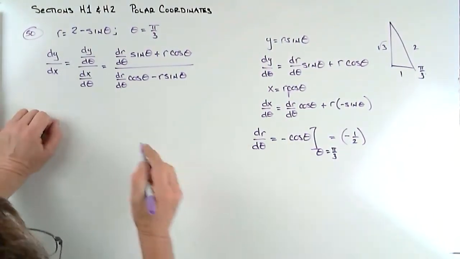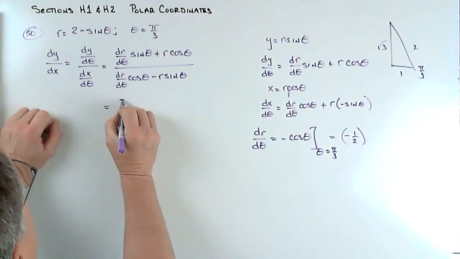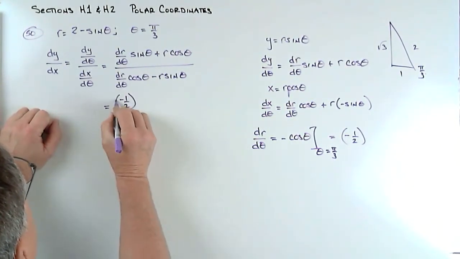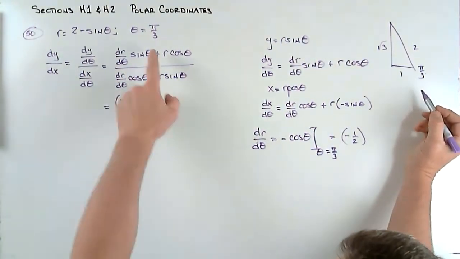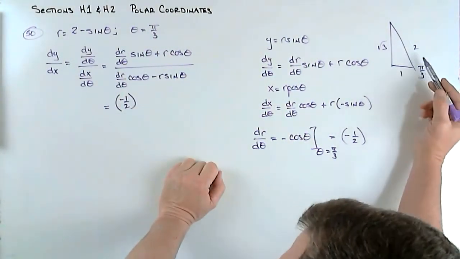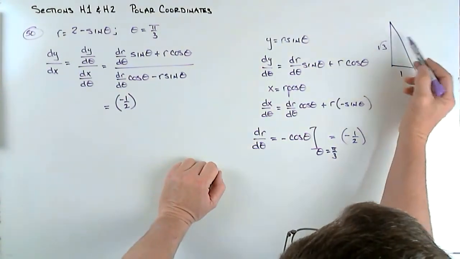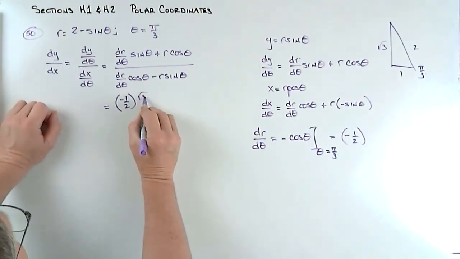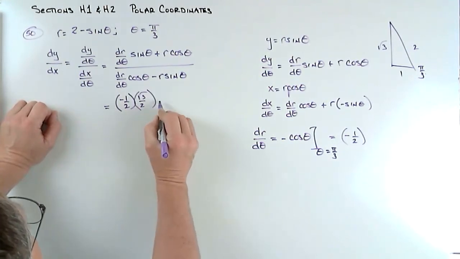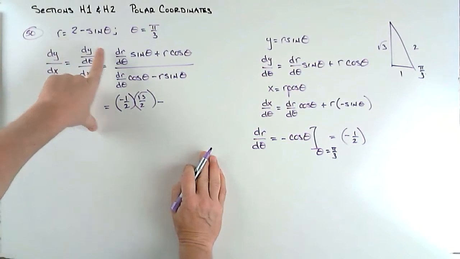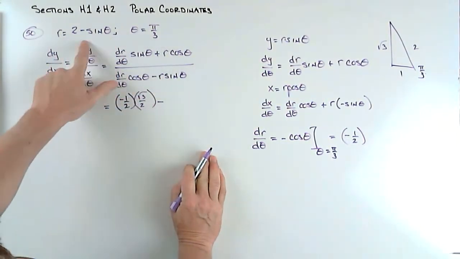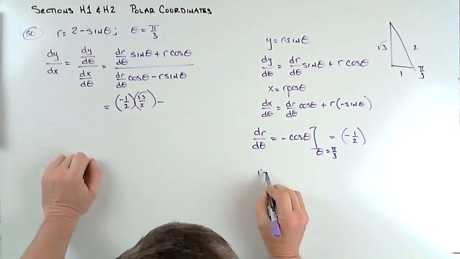So when we come over here to our formula, we can plug that in. That's going to be negative 1/2 times the sine of theta. Theta, remember, is pi over 3. Here's our 30, 60, 90 triangle right here. Sine is root 3 over 2. So we're going to have the square root of 3 over 2 for sine, minus r. Well, we don't know what r is when we plug in pi over 3. So we can figure that out over here on our scratch area.